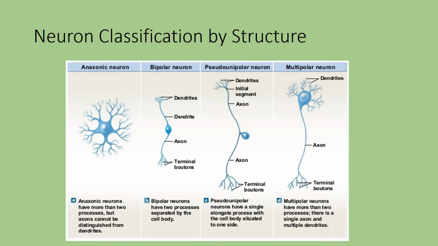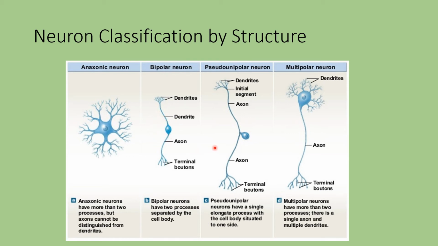Now, neurons, you can classify them one of two ways, either by structure or by function. If you classify them by structure, this is showing several different names. An anaxonic neuron has several different extensions or processes, but you really cannot distinguish the dendrites from the axon. They all look the same size. A bipolar neuron has the dendrite, the cell body or soma is in the middle, and directly opposite is the axon. So you have just two processes and the cell body in the middle.